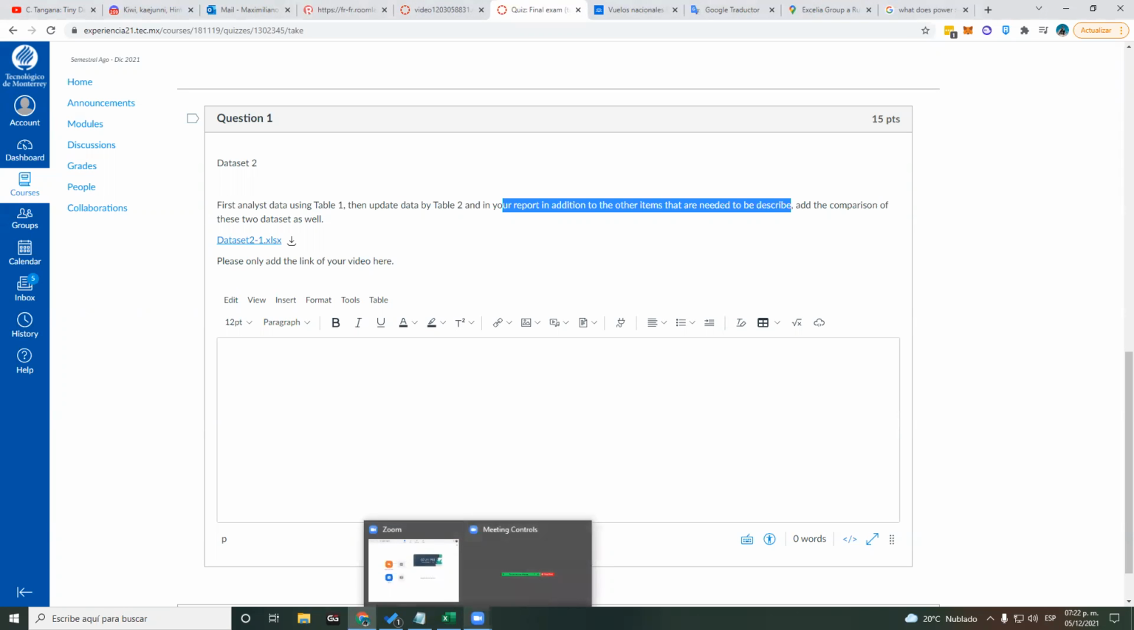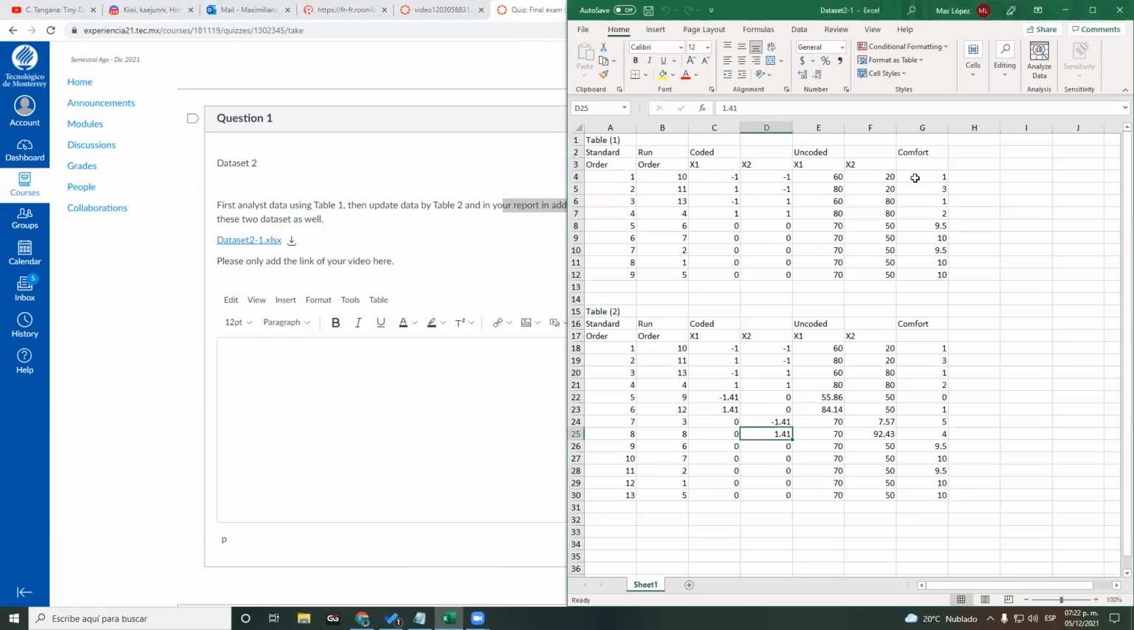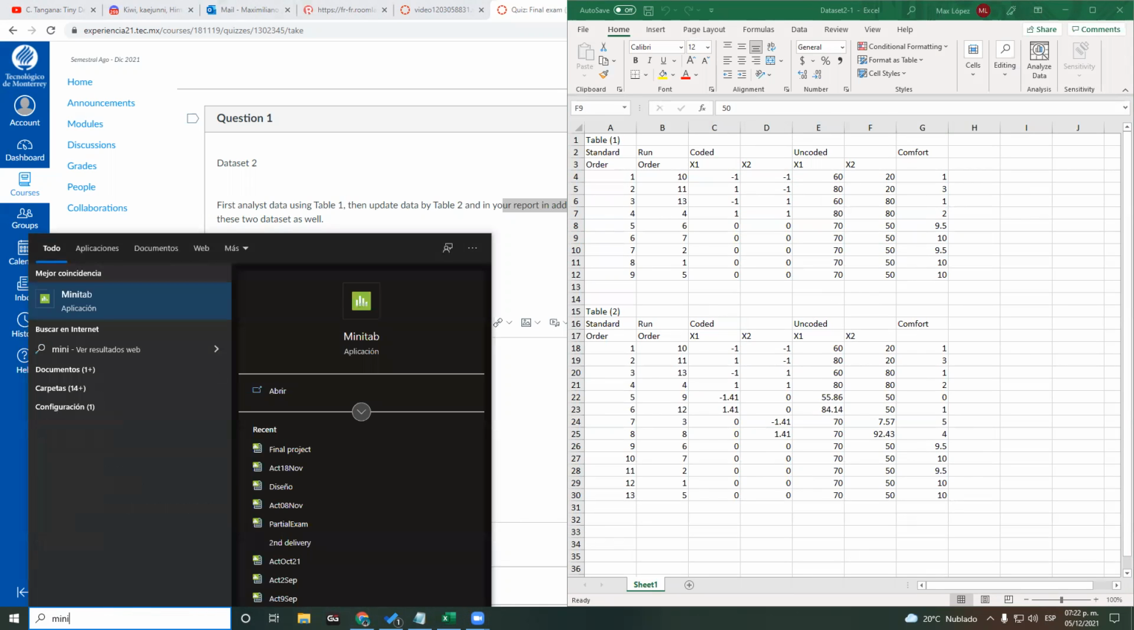So I have here the two tables of the different datasets. We can see that we have two factors with two different levels, and we have 5 center points with different values each. So I will open Minitab.